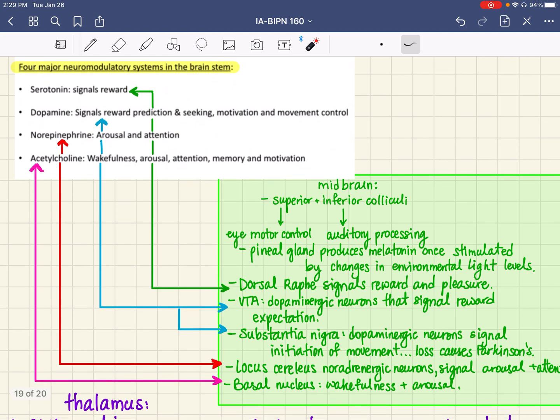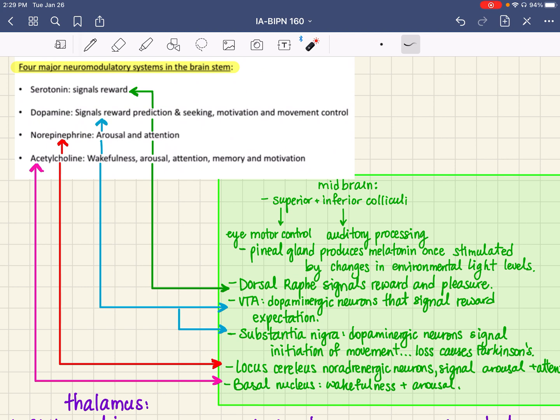The VTA, ventral tegmental area, and the substantia nigra are nuclei in the brainstem that are dopaminergic neurons. See right here, follow the blue lines. Dopaminergic, they produce dopamine. And both of these nuclei signal reward expectation or prediction, like you're predicting or expecting that you're going to get a reward. That is when these dopamines are produced.